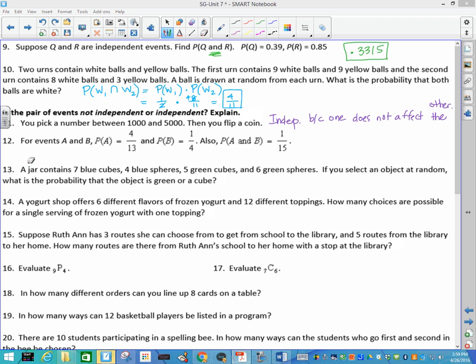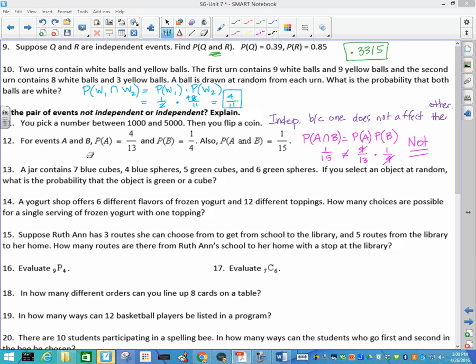If it's numbers, such as here, how do we prove they're independent? This is what we've been saying: P of A and B has to equal P of A times P of B. I don't have the given part if they're independent. So P of A and B is 1 over 15. P of A is 4 over 13. And P of B is 1 over 4. Well, my 4's cancel, leaving me with 1/13, but that's not equal to 1/15. That's my justification, and they are not independent.